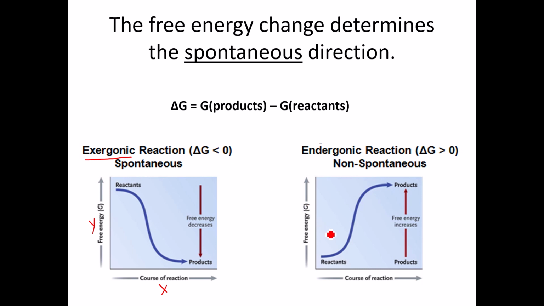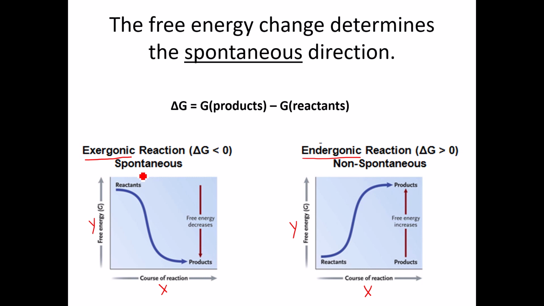Right? The opposite over here, still looking at free energy on the y, course of the reaction on the x. If our products have more free energy than our reactants, then we have a positive delta G. So we're subtracting a smaller number from a larger one, so it stays positive. And if that's the case, we call it endergonic. Alright, so a positive delta G is endergonic. A positive delta H would be endothermic. So you can see the relationship there.